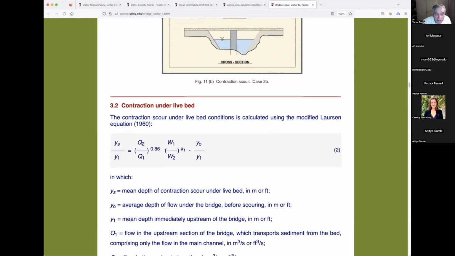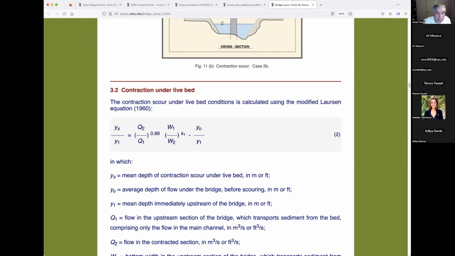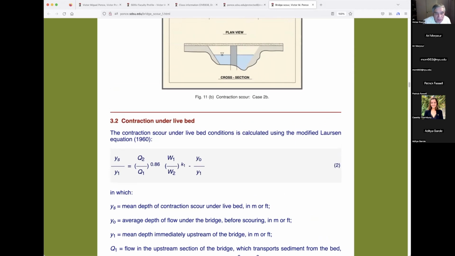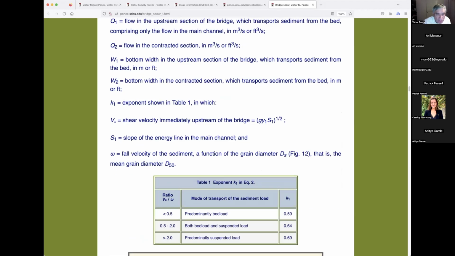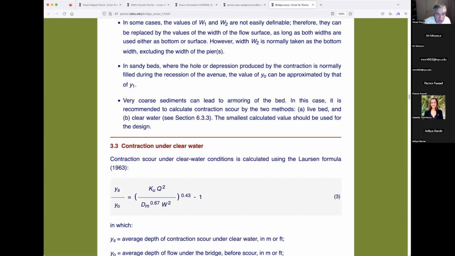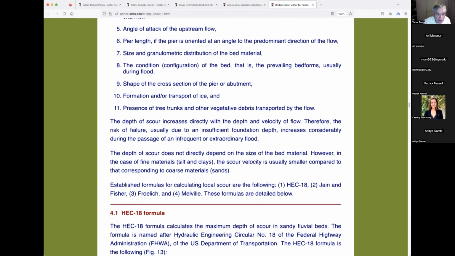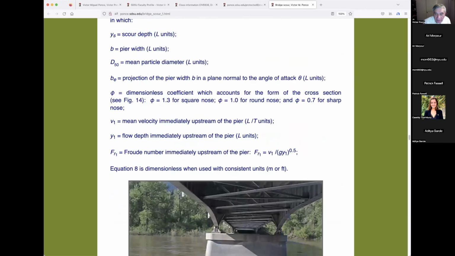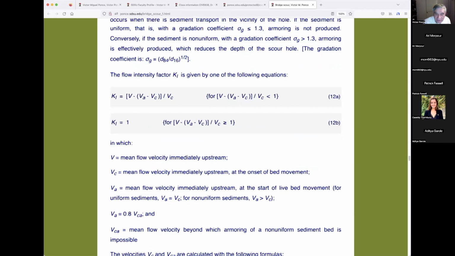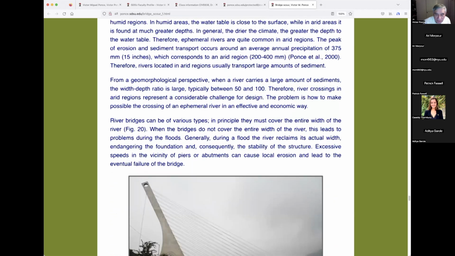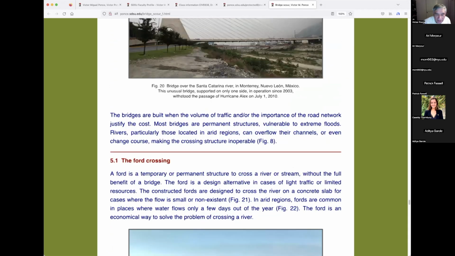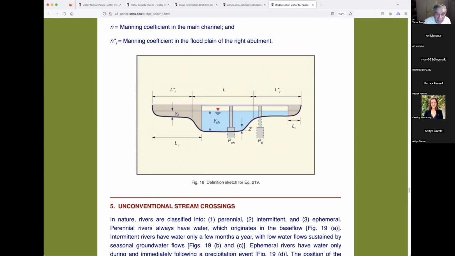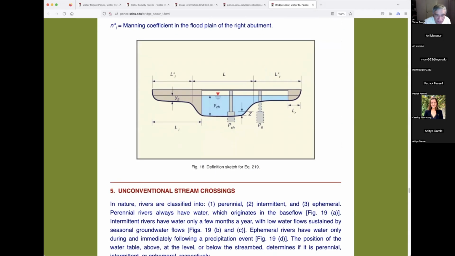So the modified Larsen equation is... I already exceeded my time, so I'm going to stop here, very conveniently. We're going to start here when I come back next Tuesday, on 3.2. Then we will cover 3.2 with all this detail, 3.3 local scour, and 4, all this stuff, next Tuesday. We have a lot of material in there. And then at the end, we're going to do unconventional stream crossings, which I already told you about.